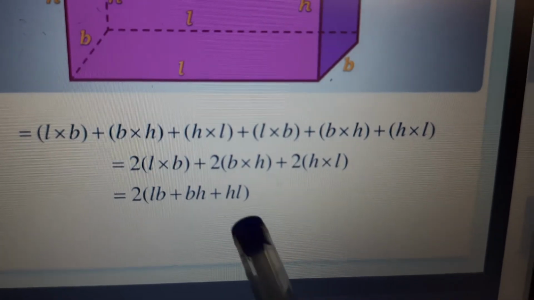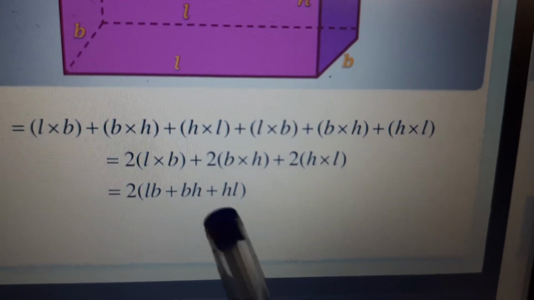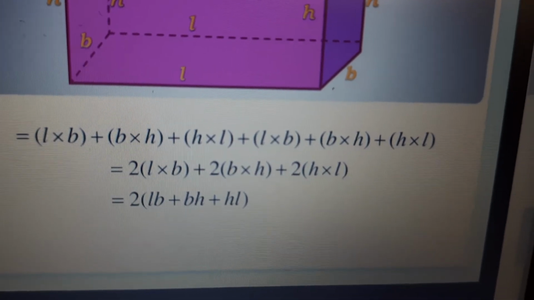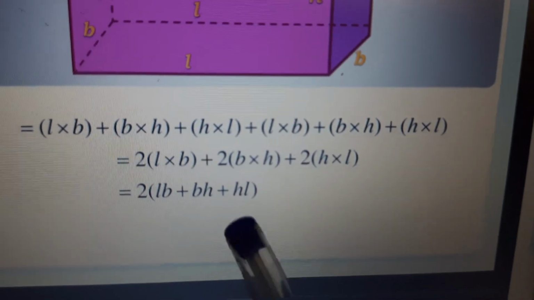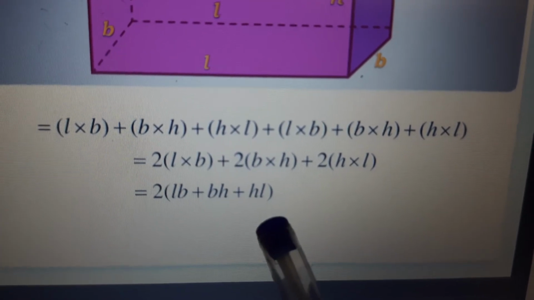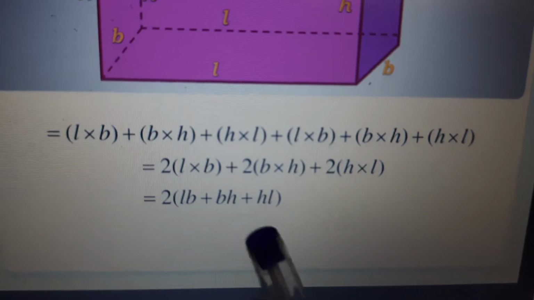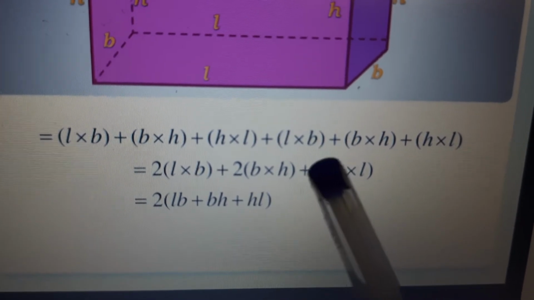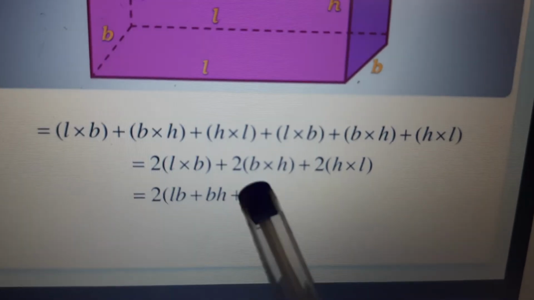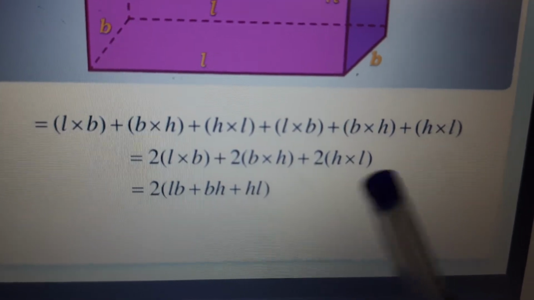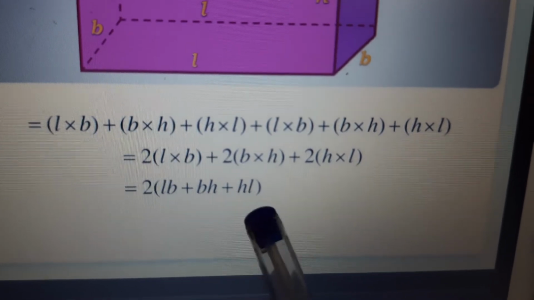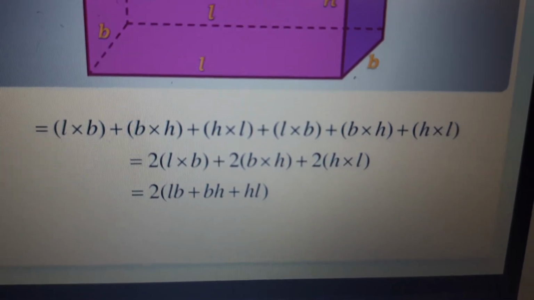L into H or H into L, one and the same. Length into height or height into length. For example, 5 into 4 or 4 into 5, it's one and the same, right? So the way that you want. This is the formula to find out the total surface area of a cuboid. You have to remember that. Okay? Either remember this or this. So 2 L into B plus 2 B into H plus 2 H into L, or short form 2 (LB plus BH plus HL). Clear, children?